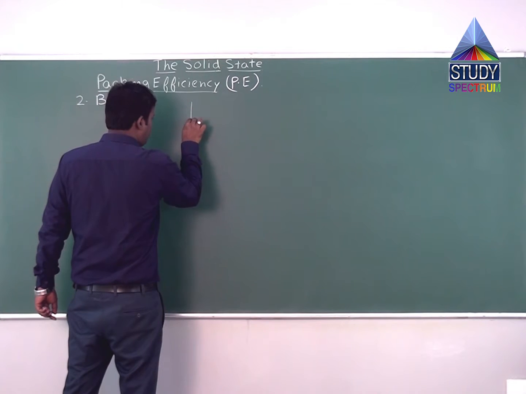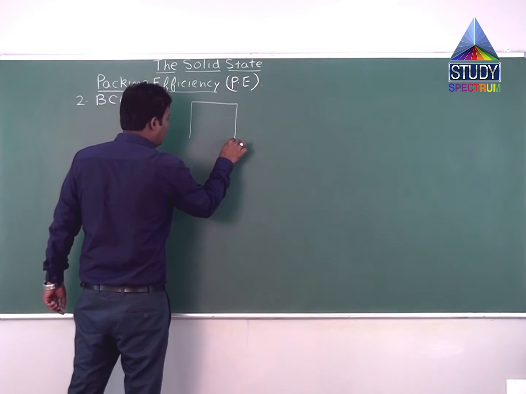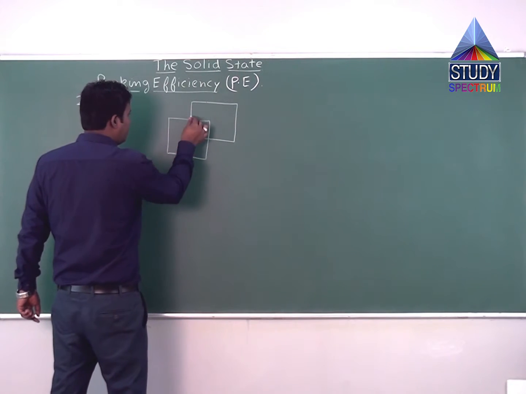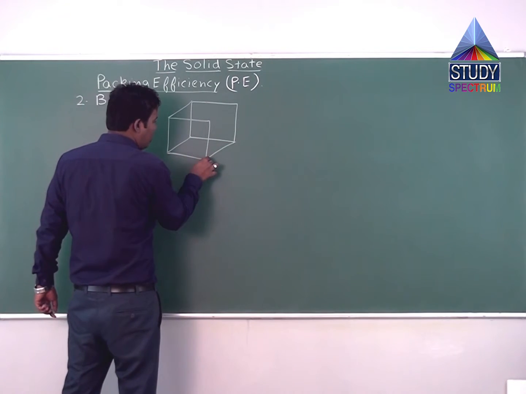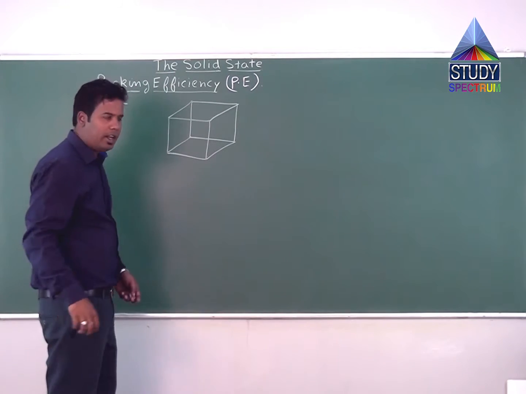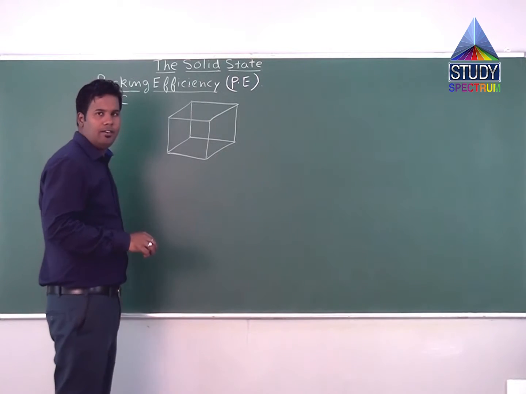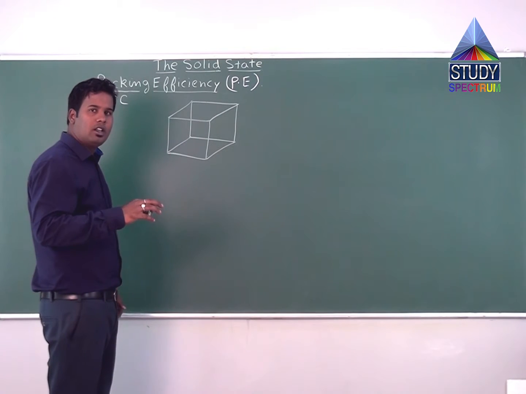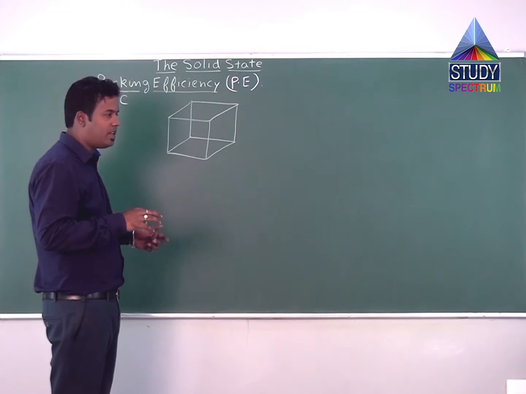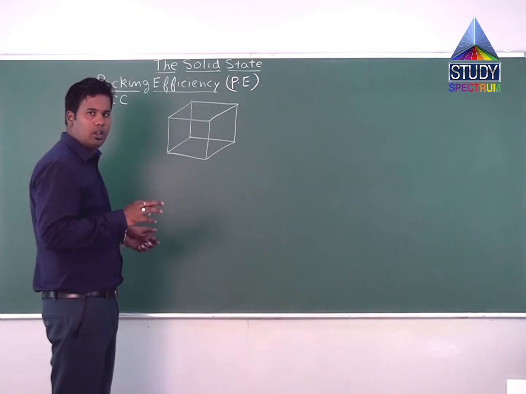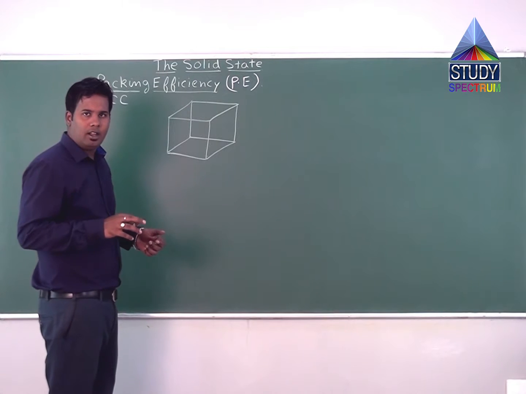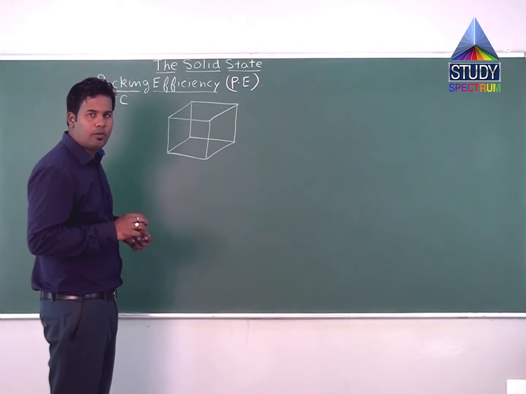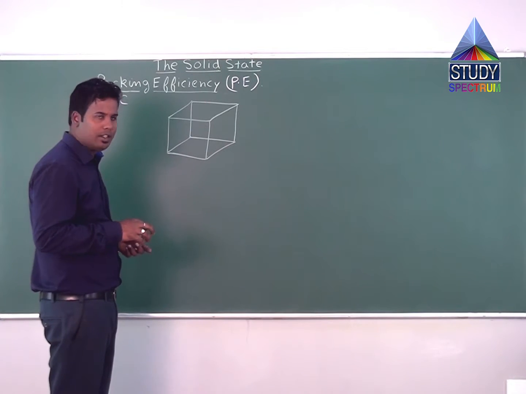Suppose this is the unit cell, in the shape of a cube. Now since we have atoms or spheres present at all the corners along with a constituent atom present at the center of the body, let us choose the body diagonal and two opposite corners of this cube for the sake of convenience of calculation of packing efficiency of BCC.